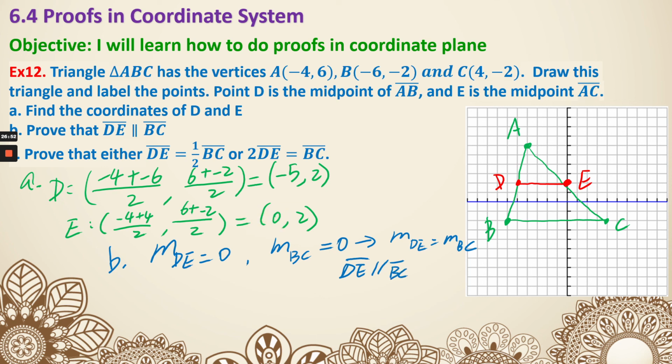Last thing, part C. Now I need to show that it's half. So now I need to find the distance of DE, which in this case I can just count, which is 5. Distance of BC, I can also just count, which is 10. So I can clearly see DE is half of BC. That is example 12. That is everything for 6.4. Thank you.